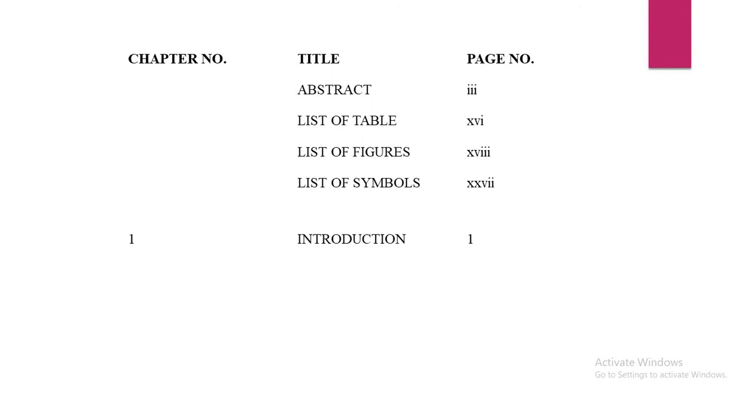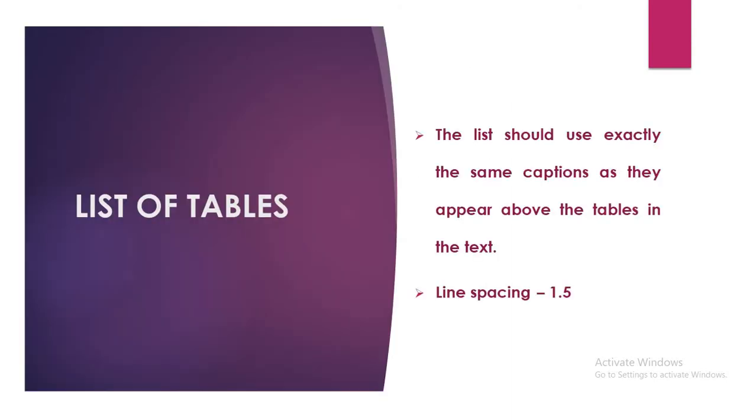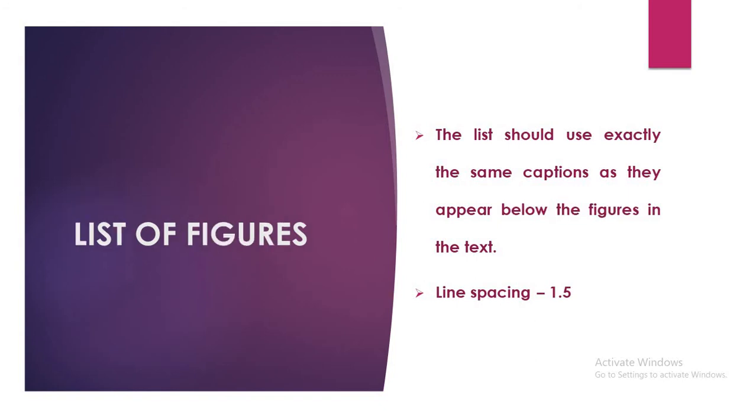You have to give Arabic number, page number. List of tables. The list should use exactly the same captions as they appear above the tables and the text. The line spacing is 1.5. The list of figures is also the same one as you follow for table.